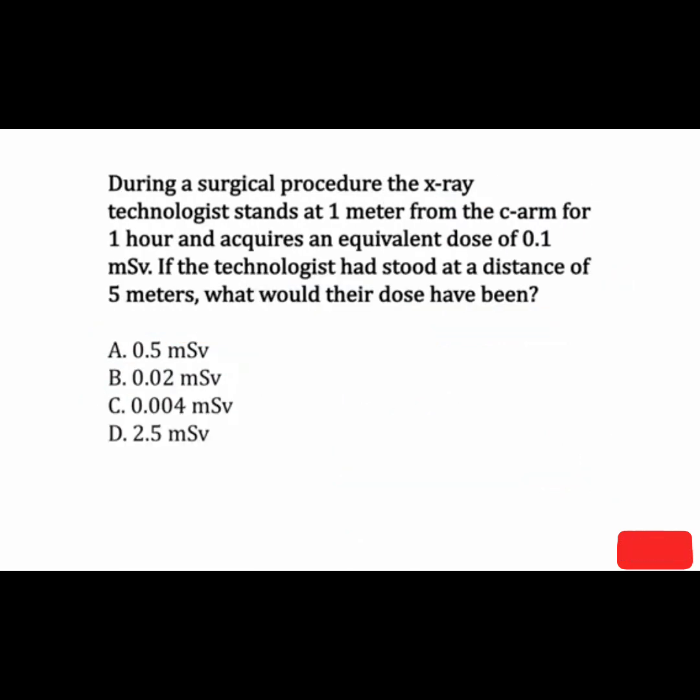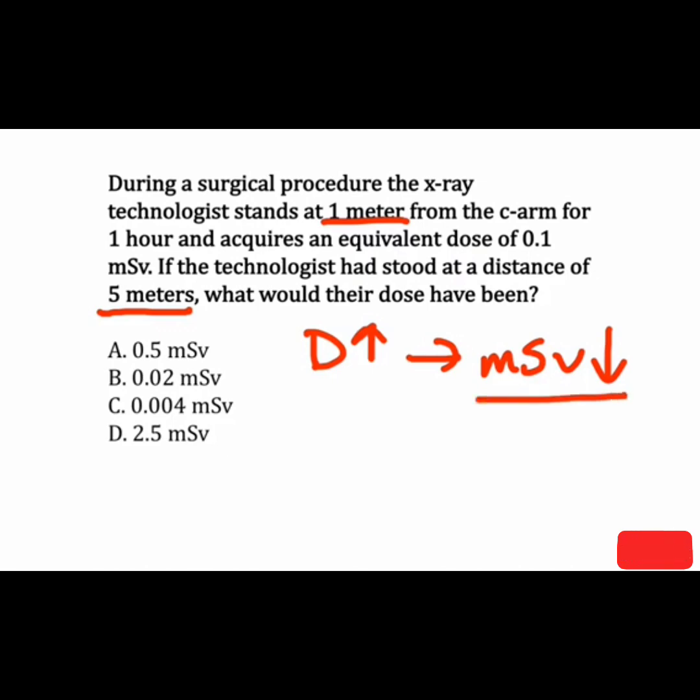Here's another question. During a surgical procedure, the X-ray technologist stands at 1 meter from the C-arm for 1 hour and acquires an equivalent dose of 0.1 millisieverts. If the technologist had stood at a distance of 5 meters instead, what would their dose have been? So again, remember the fundamental ideas of the inverse square law. In this case, the technologist would be moving from 1 meter and hypothetically out to 5 meters. So our distance is increasing. And if our distance increases, then we know the dose, in this case represented by millisieverts, must decrease. If the distance is increasing, the millisieverts or the dose must decrease.